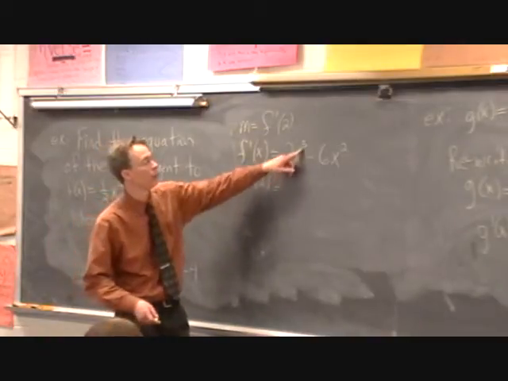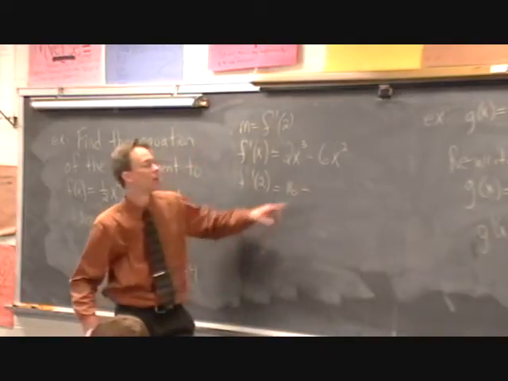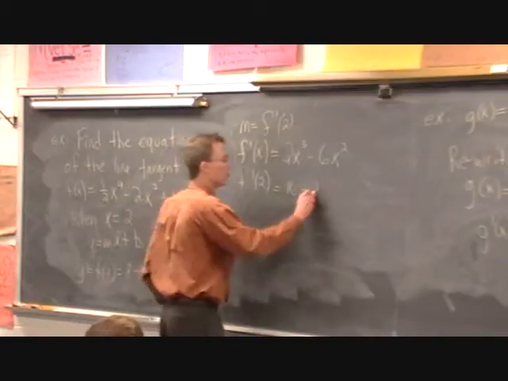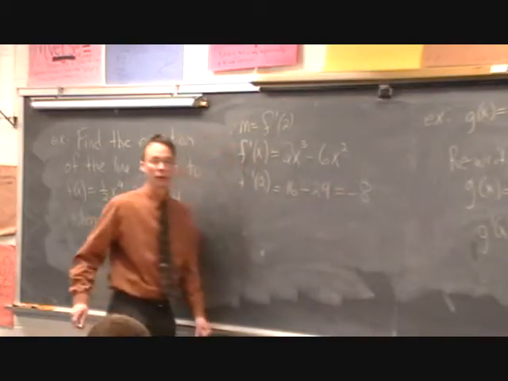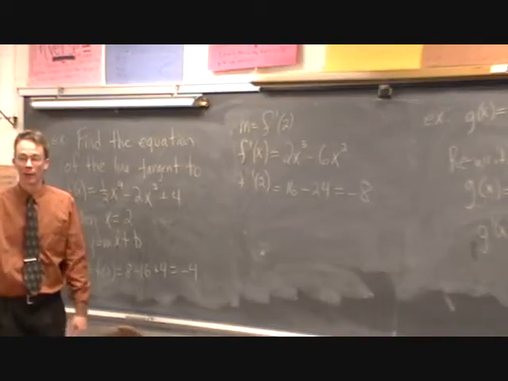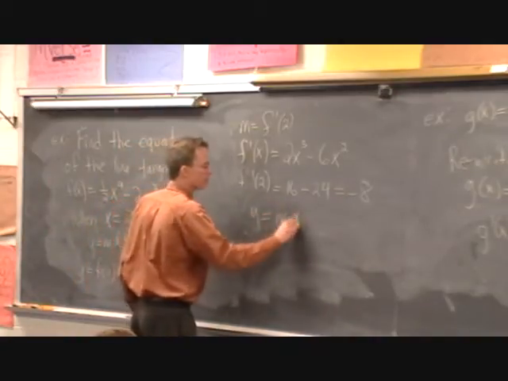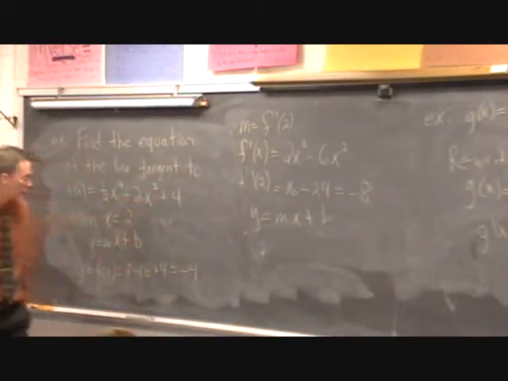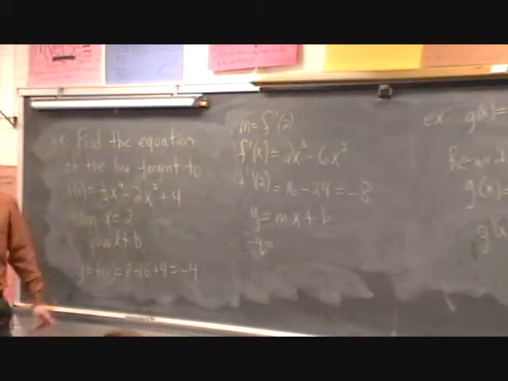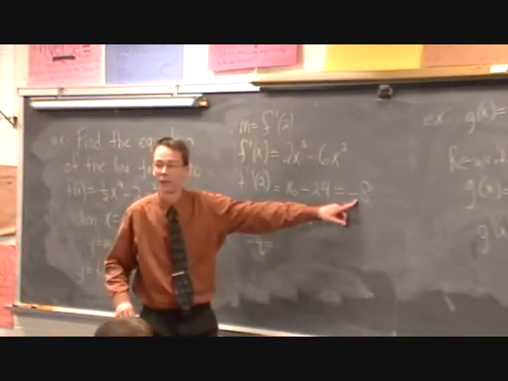f prime of 2: if you cube the 2, 8, double that, 16. 2 squared is 4, times 6 would be 24. So negative 8 would be our slope at that point. That's all we care about, the slope at that point. Let's put it all back in. We already know that y is negative 4. M, we found, is negative 8. The slope is the derivative at that point.